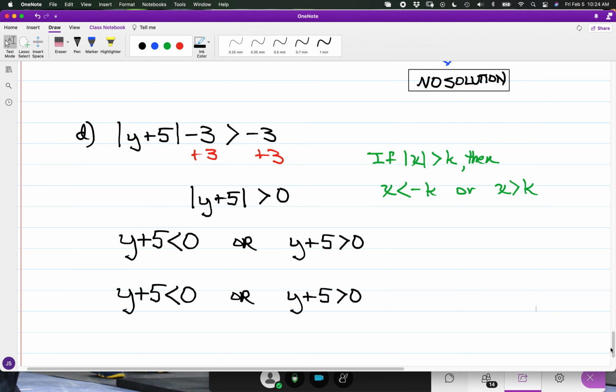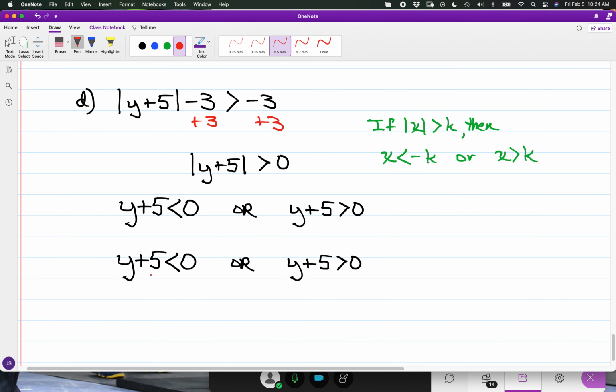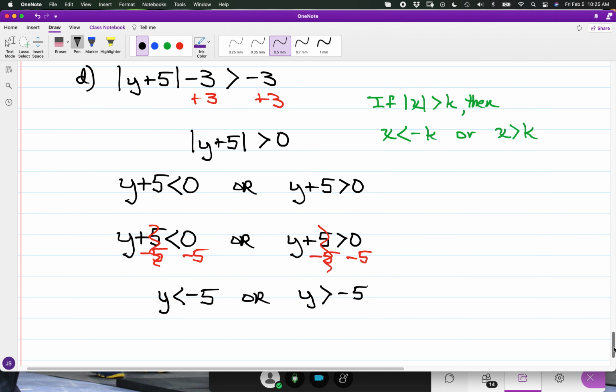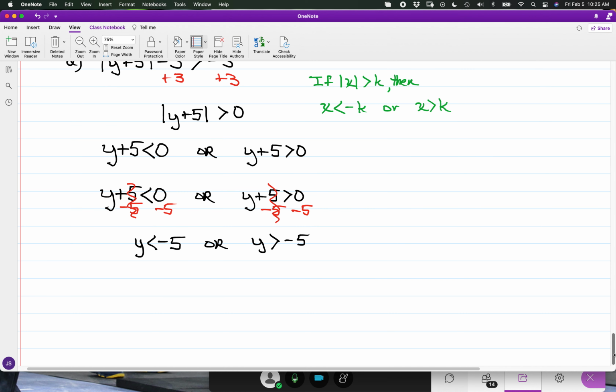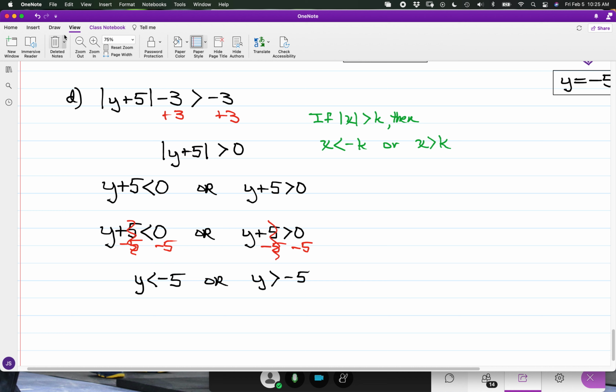And looking at solving in terms of y, if I take 5 away from both sides in both inequalities, we're going to have at the extremes that y is less than negative 5, or we have that y is greater than -5. And in terms of what this particular scenario will look like, y is less than -5, or y is greater than -5.